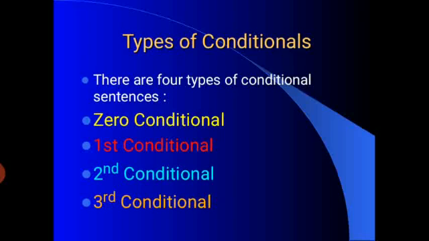Types of conditional sentences. In grammar, we have 4 types of conditional sentences: zero conditional, first conditional, second conditional, and third conditional. So it means that we have 4 conditional sentences, but today we are going to do conditional type 1.